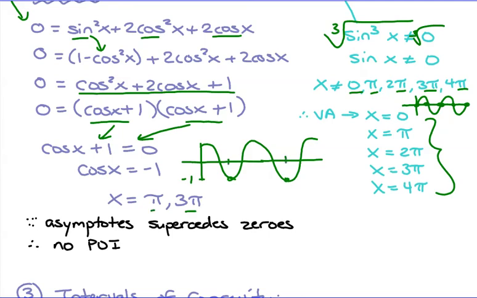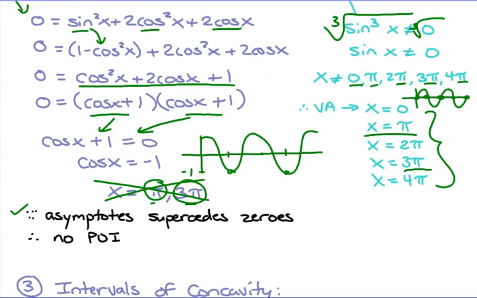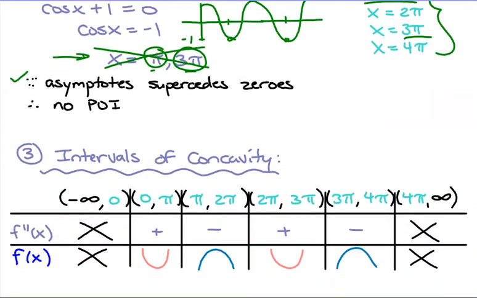So what exactly is the answer when we take our intervals of concavity? Should we include pi because we said we couldn't have it? Should we include 3 pi? Well, we said that we can't have that either. So x can't be those two numbers, which means that we actually have no critical numbers. So that's what this is saying right here. The asymptotes supersede, or they're more important than the zeros themselves. And so since we don't have any numbers here, we don't have any points of inflection.